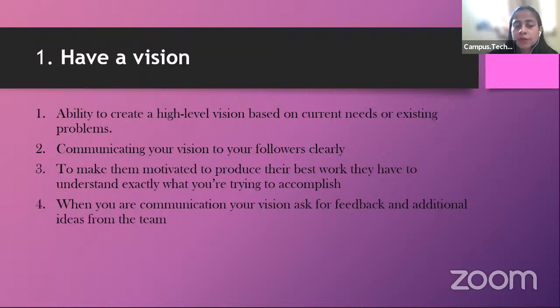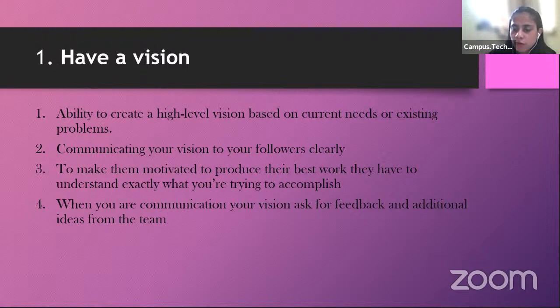Second point says, when you are communicating your vision, ask for feedback and additional ideas from the team. As we have discussed, this leadership focuses on getting ideas and listening to the followers. So here, when you are communicating your vision statement, take their feedback, ask them what they think about that, and whether they have any idea of getting that thing done, any good possible solution, or any good creative, innovative way by which they can achieve their vision, they can accomplish their goal.